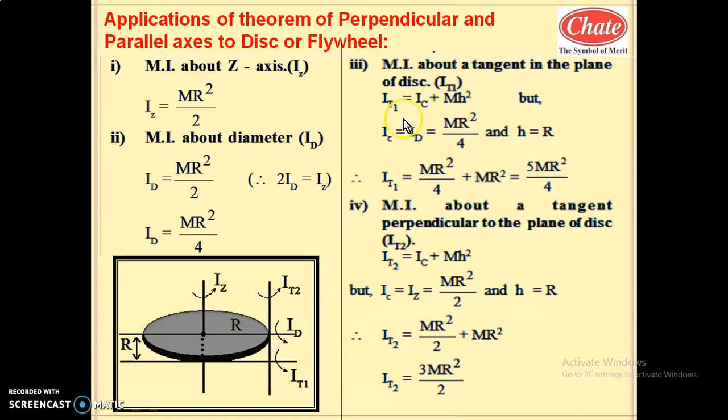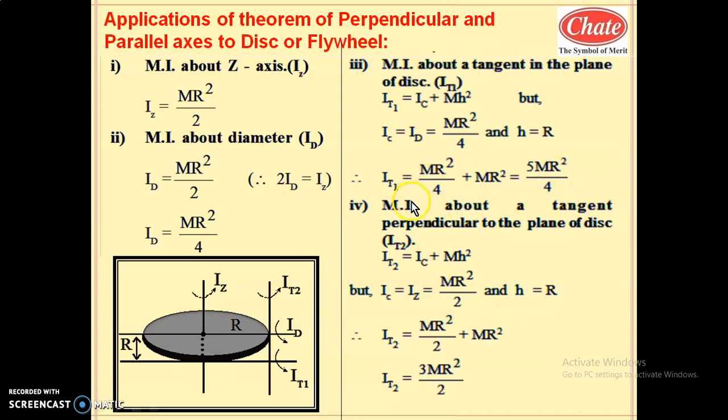That is the calculation of Ic, and h equal to capital R. Hence your It1 calculation becomes mr square by 4, that is moment of inertia about diameter axis, plus mass of the body capital M and distance between the two parallel axes R, so R square. That is mr square by 4 plus mr square, that is 5 by 4 mr square. So this is the moment of inertia of a disk about a tangential axis, an axis that passes through the rim of the disk and lies in the plane of the disk.